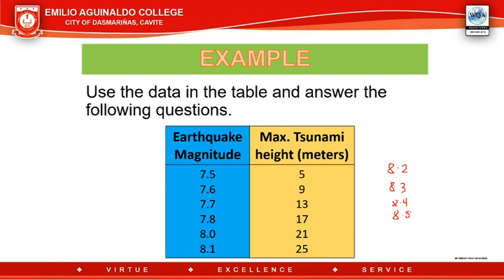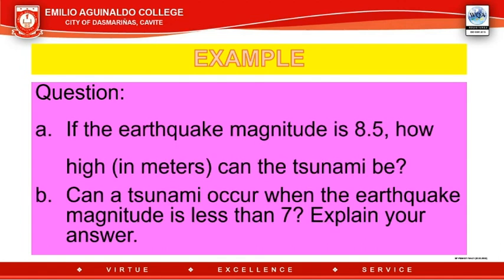So again, like what I've said earlier, based on our observation, if the magnitude is increased by 0.1, then the tsunami height also increases by 4. So if the last one was 25, then plus 4, it will give us 29. Plus 4, it will give us 33, 37, and then lastly, we have 41. So if the magnitude is increased up to 8.5, then the maximum height of the tsunami will be increased up to 41 meters.